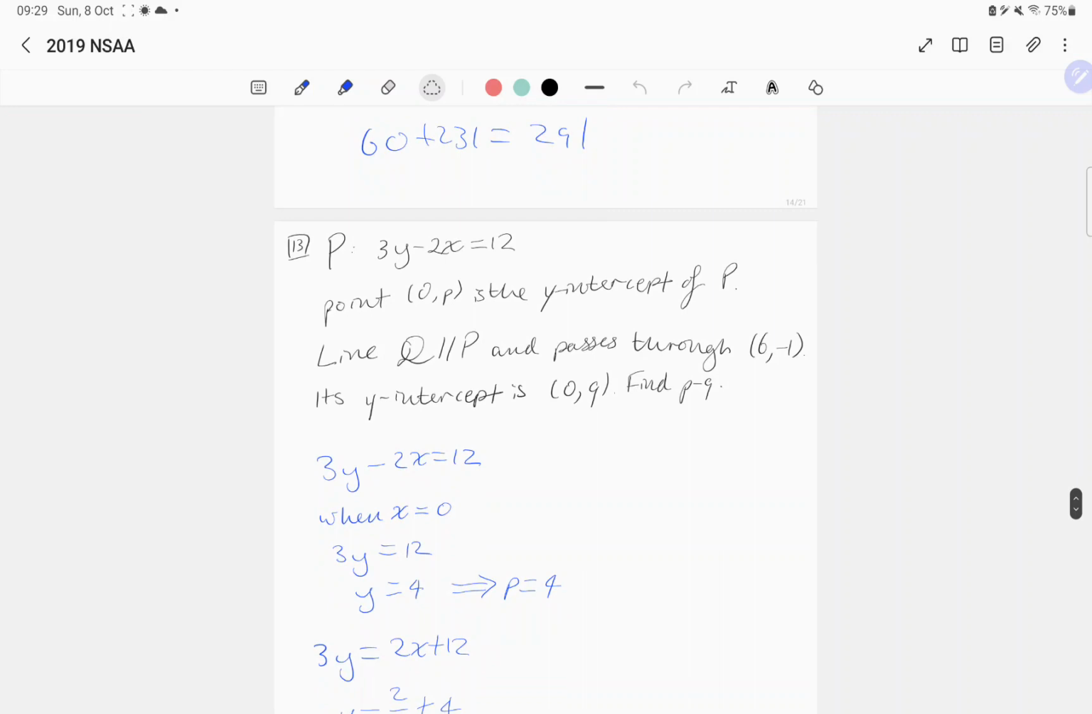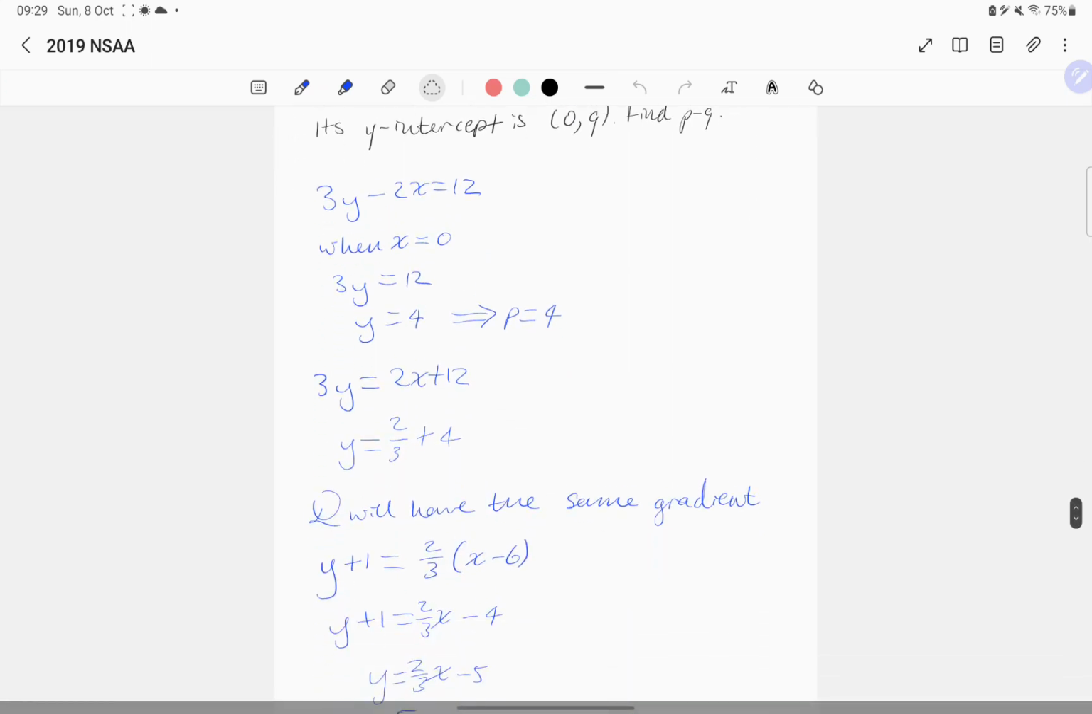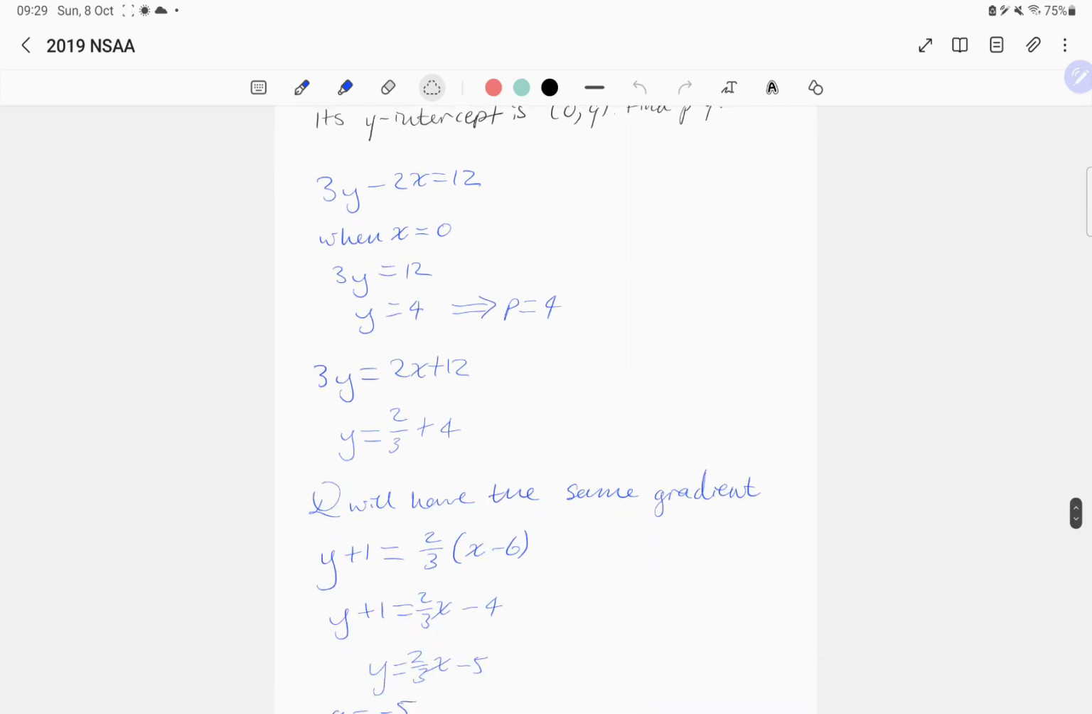If we take x to be 0, then 3y equals 12 and y equals 4. Therefore, p equals 4. We can also rearrange this to get 3y equals 2x plus 12, and therefore y equals 2 over 3 x plus 4.